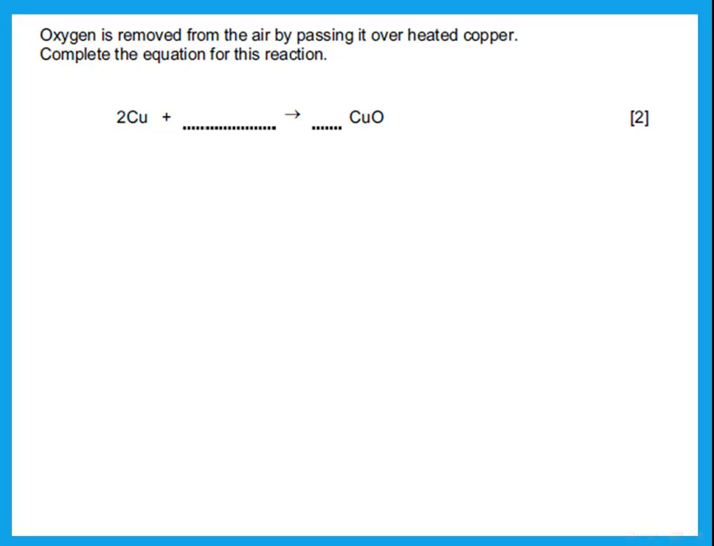Oxygen is removed from air by passing it over heated copper. Complete the equation. So oxygen is removed from the air. That means that the copper is reacting with what? With oxygen. Now we need to balance. Again, you have to balance. So he put 2 Cu for you, so you have to put 2 Cu, and you needed the 2 Cu in order to balance the oxygens. You have O2 before and 2 oxygens after, so now it's balanced.